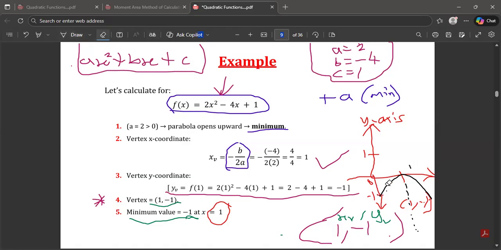Because the coefficient is positive, you don't just say it's 2. Because the coefficient is positive, it's going to be a what? A minimum graph. Do you agree with me? It's because the coefficient is positive. That is why it is giving us a minimum graph.